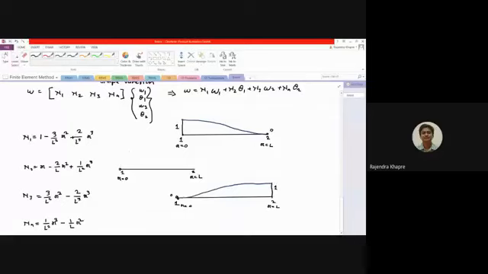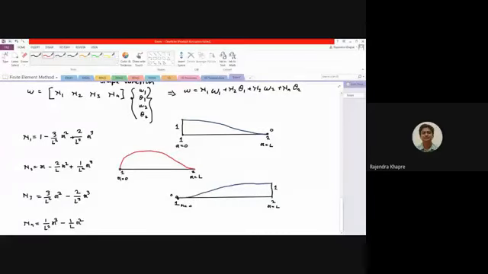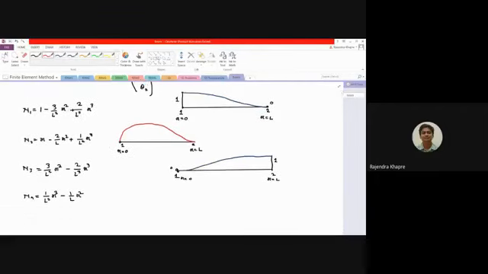Sorry, let me draw with red color. So it goes like this, and then it goes like this, and then it goes something like this. This is very much similar to a unit rotation applied at node number 1. So the variation of n2 is something like this. Now similarly you can even plot the variation of n4 also.